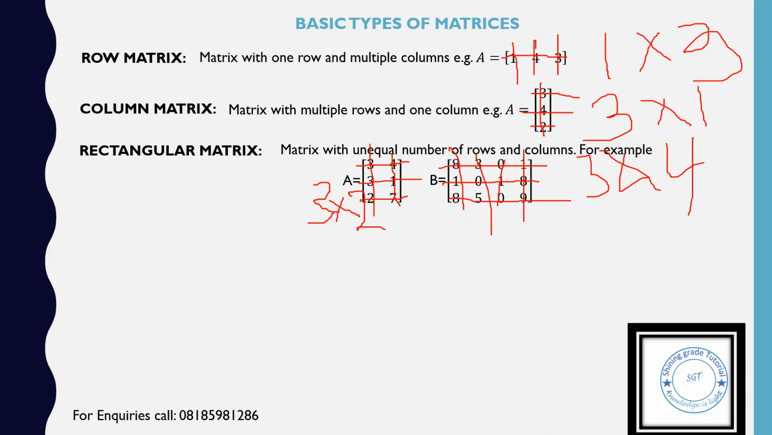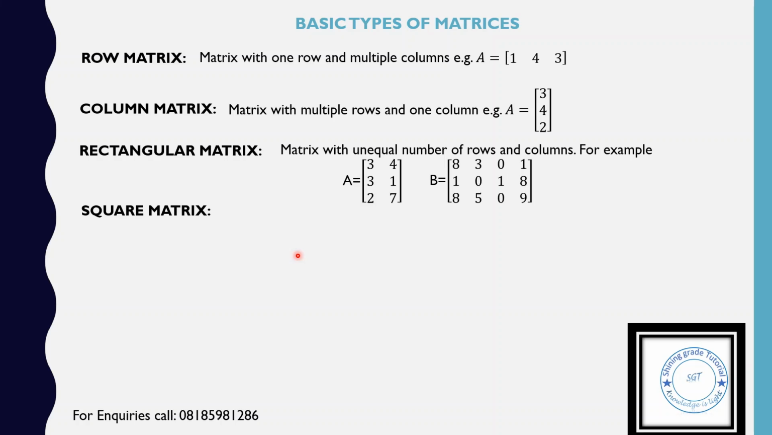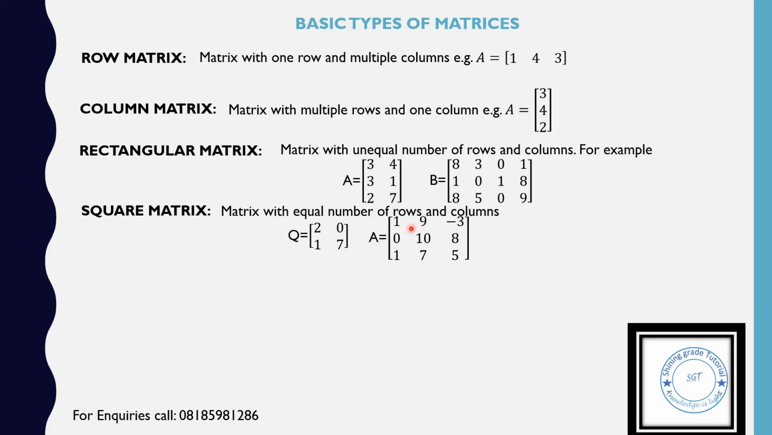So we have those examples there. Now we can move to another type, the square matrix. This is the opposite of the rectangular matrix. It is a matrix with equal numbers of rows and columns. An example is a 2 by 2 matrix Q, having 2 rows and 2 columns. Another example is a 3 by 3 matrix, with 3 rows and 3 columns.